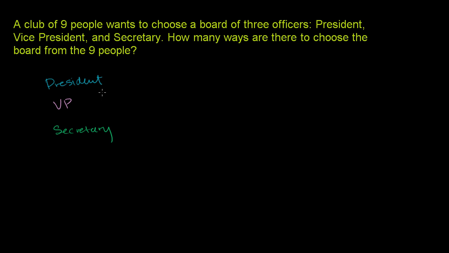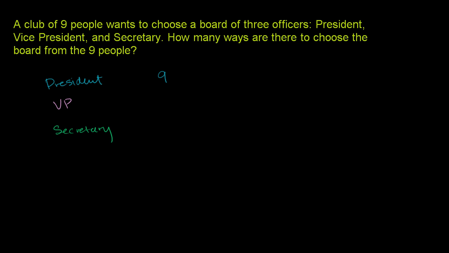Now, we're going to pick one of those 9. We're going to take them out of the running for the other 2 offices, right? Because someone's going to be president. There's 9 possibilities, but one of the 9 is going to be president. So you take that person aside. He or she is now the president.